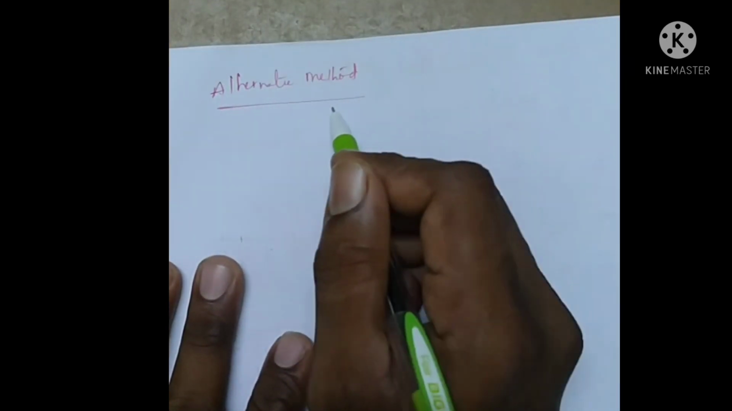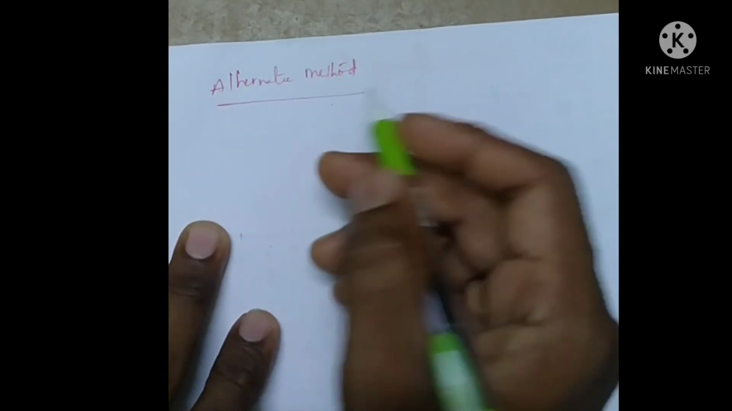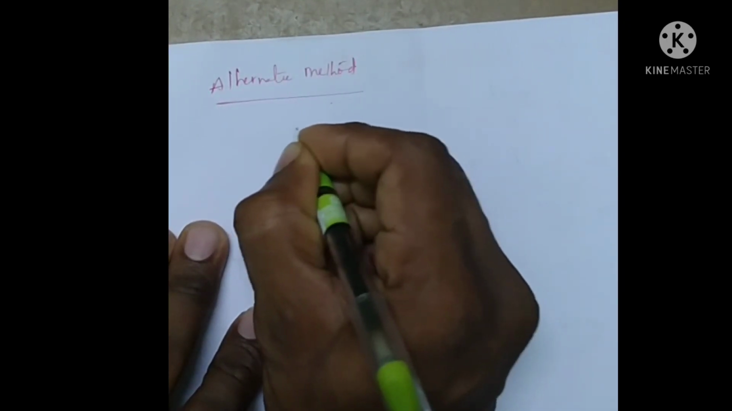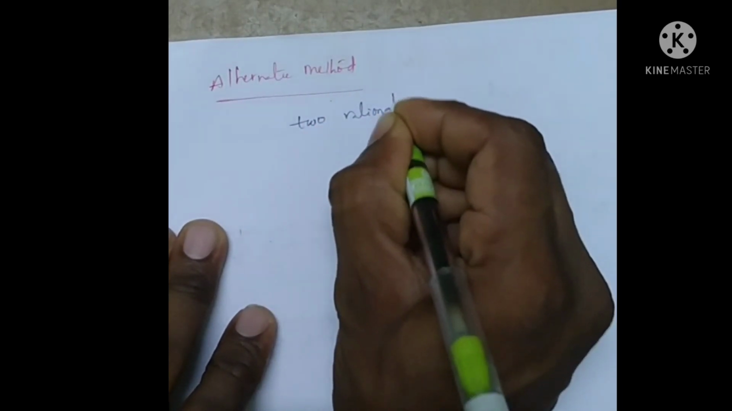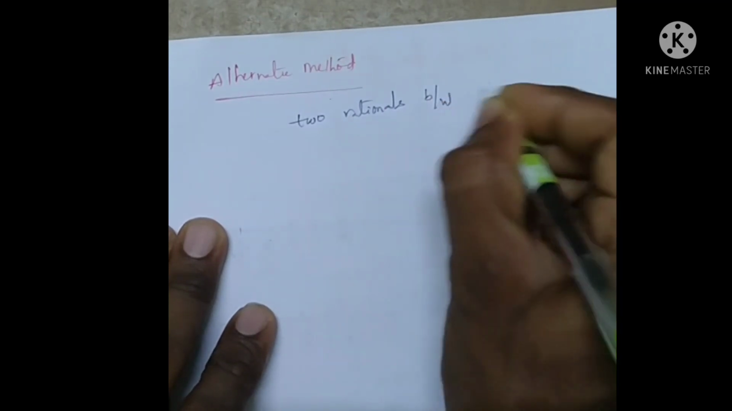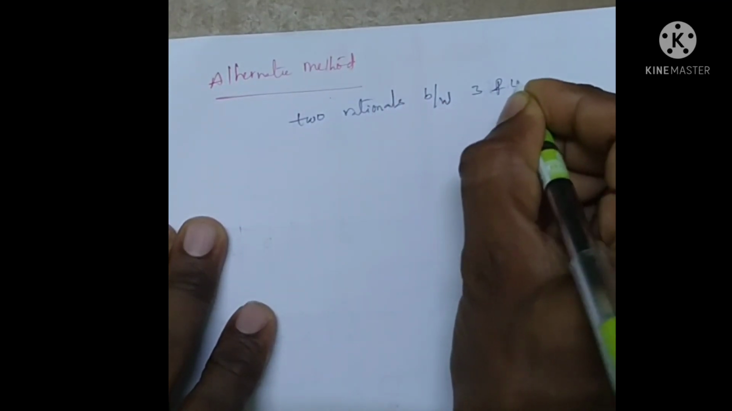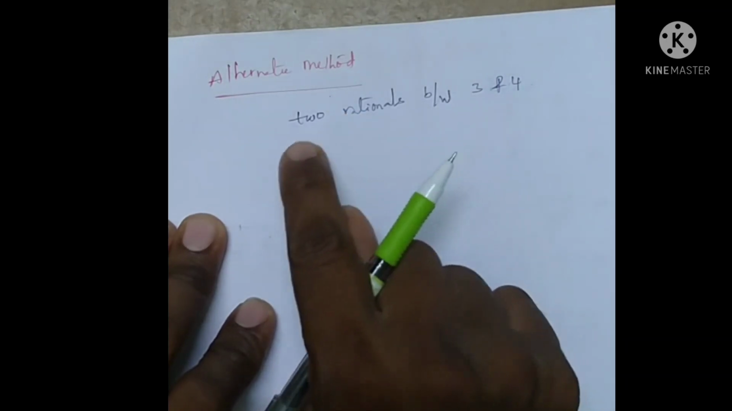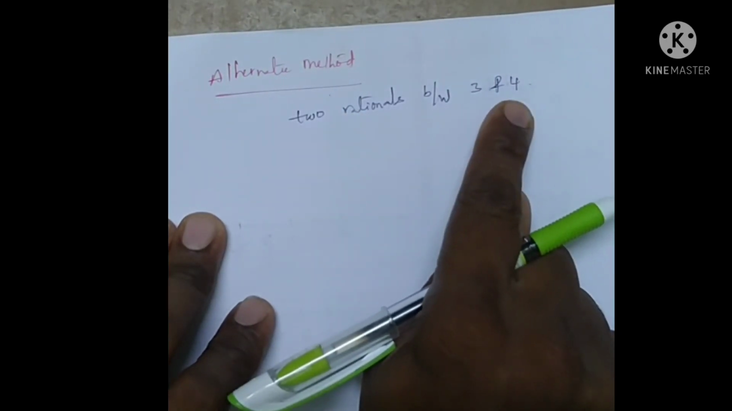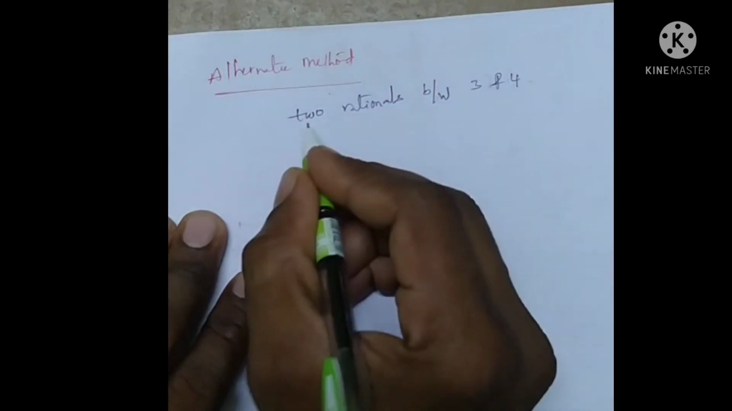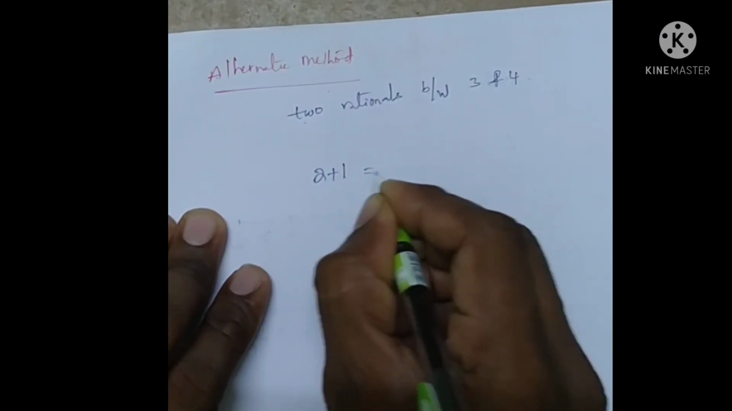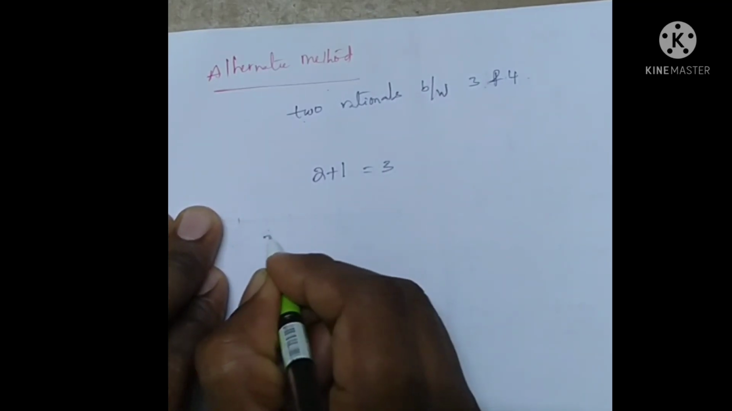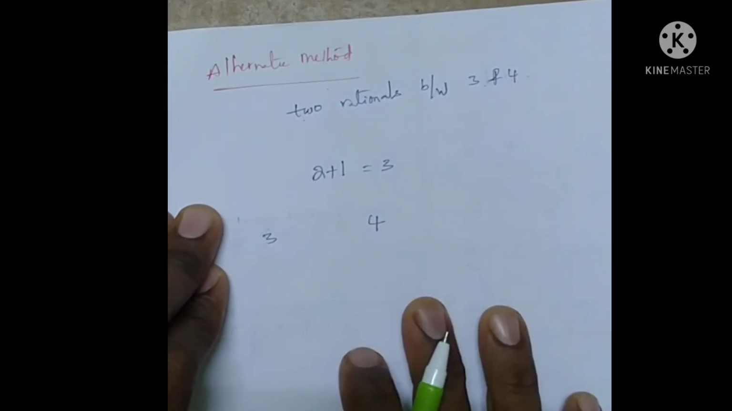This is an alternate method of the same question. Find the two rationals in between 3 and 4. So our formula becomes: two rationals means 2 plus 1, that is equal to 3. Here 3 and 4.